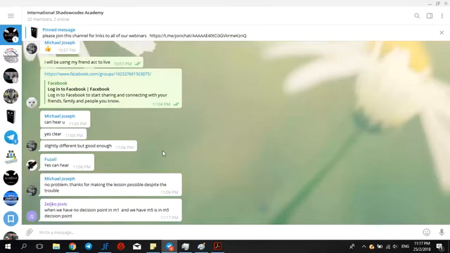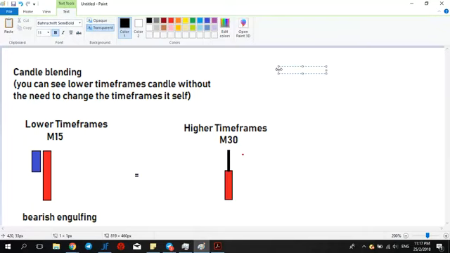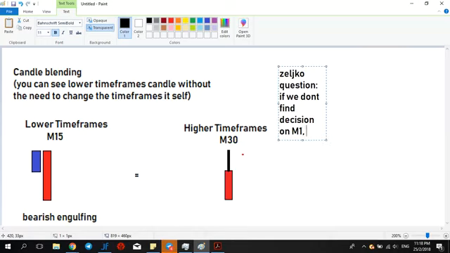When we have no decision point in M1 and we have a decision point in M5. So right here, Zerko said if we do not have a decision point on M1 but we have a decision point on M5, we can take the decision point on M5 and must use the rejection on M5. Okay, so I write it down so you can note it in your notes. Zerko question is something like this: if we don't find decision on M1, but we find decision on M5, what to do?